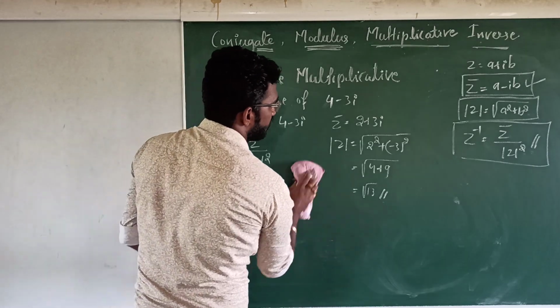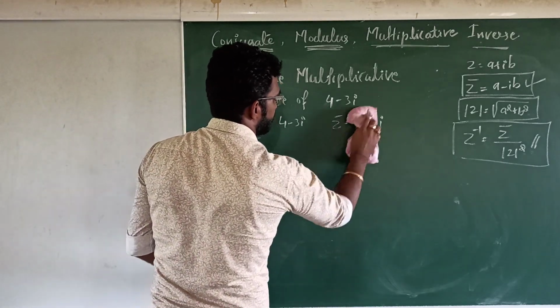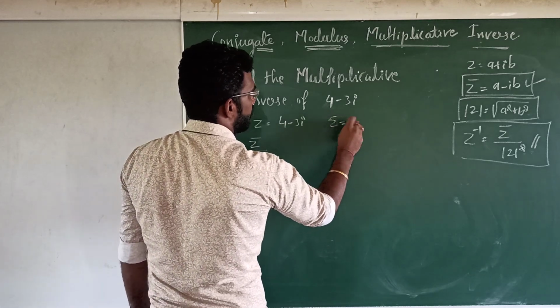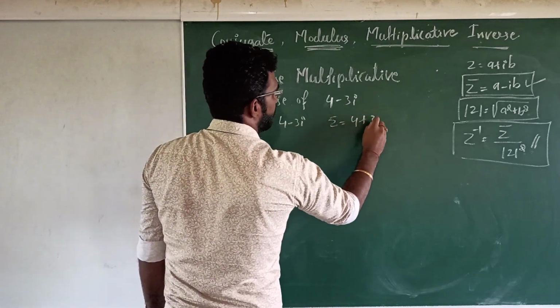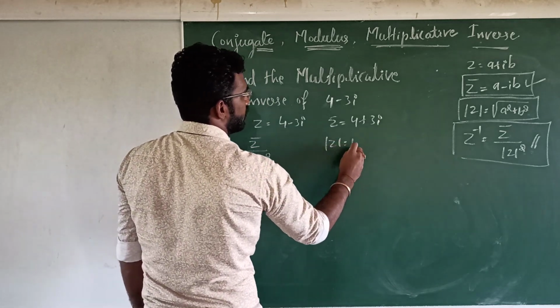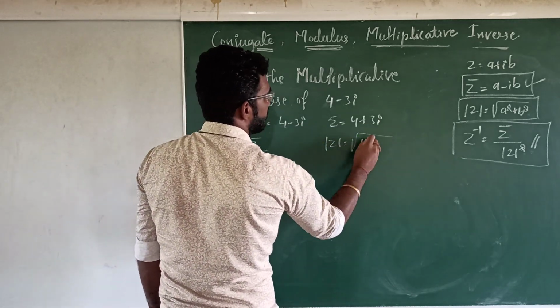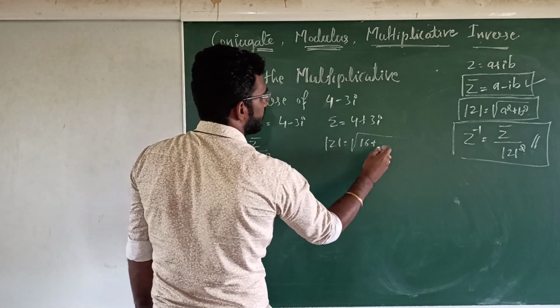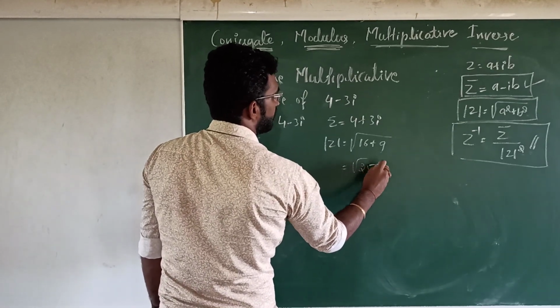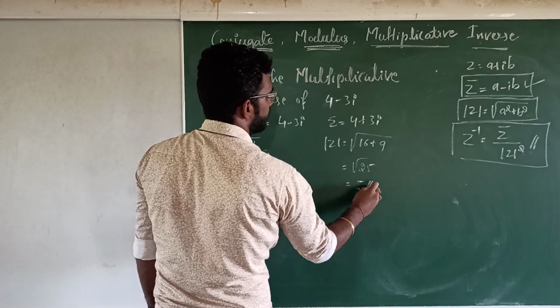Then you should find the modulus, and you should find the conjugate. Therefore the conjugate is denoted by z bar, and it becomes 4 plus 3i. Then mod z can be written as the square root of 4 square, which is 16, plus 3 square, which is 9. Therefore the square root of 25, so the answer is 5.